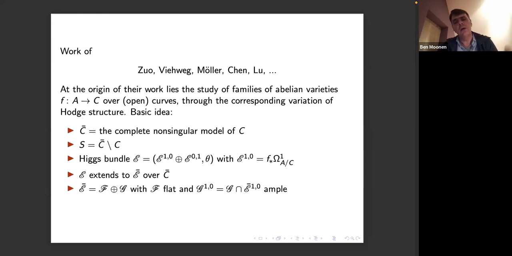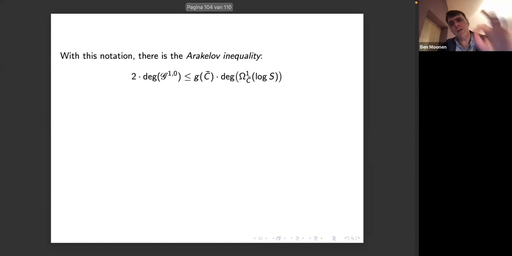I'm trying to take you through the essential thing, because the essential thing is that, if you look at it closely, you will see that there is an inequality that already shows up in the work of Arakelov. And this really now uses the degrees of bundles on the base curve. So the degree that shows up here is really the degree of vector bundles over a complete base curve.